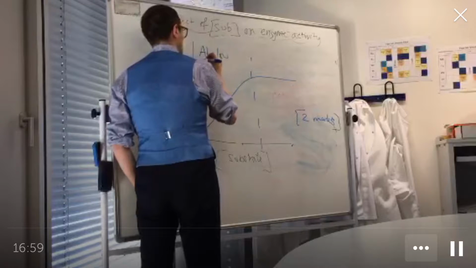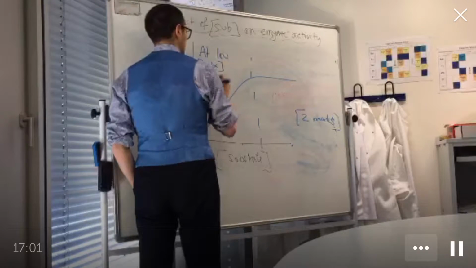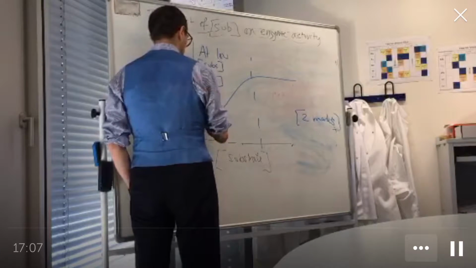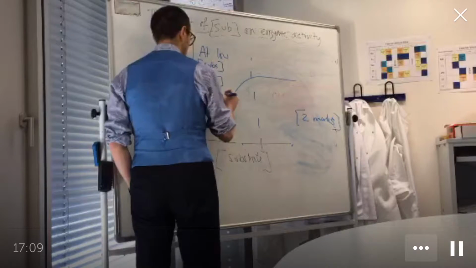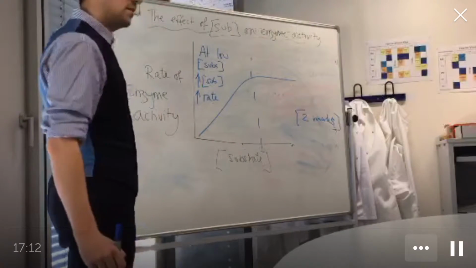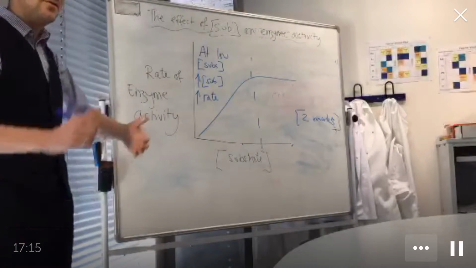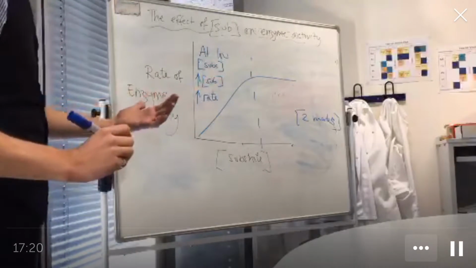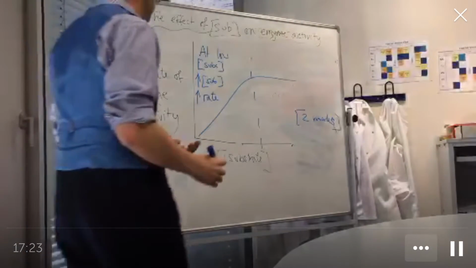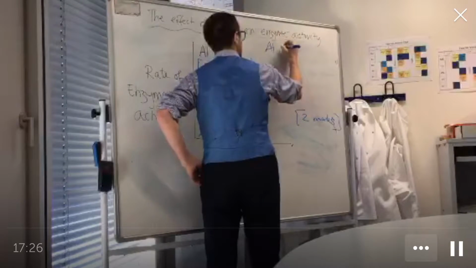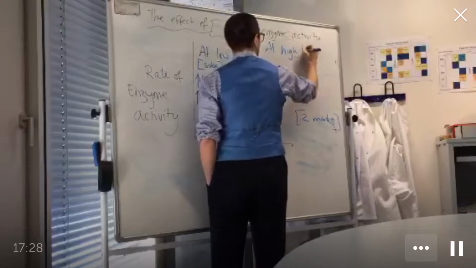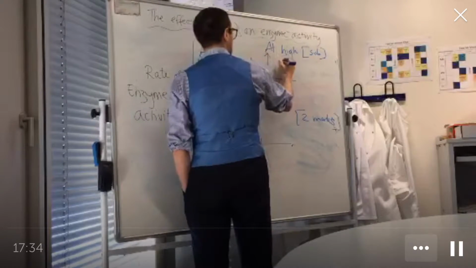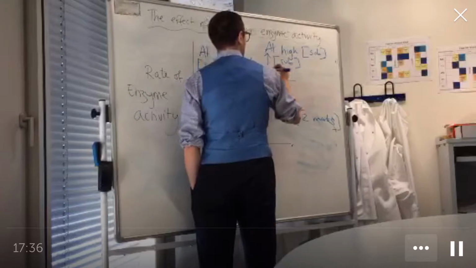So at low substrate concentrations, increasing concentration increases the rate of reaction. See my shorthand there? When you go to university and you're sitting in a lecture, you've got to develop a way of writing stuff fast that you can then expand on later. So at high substrate, increasing substrate concentration has no effect.